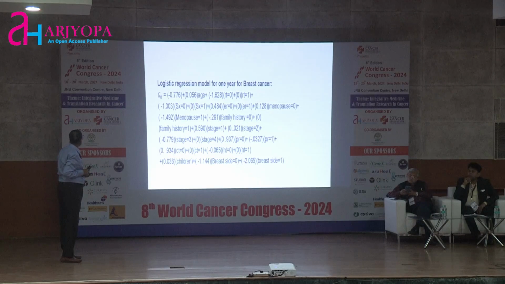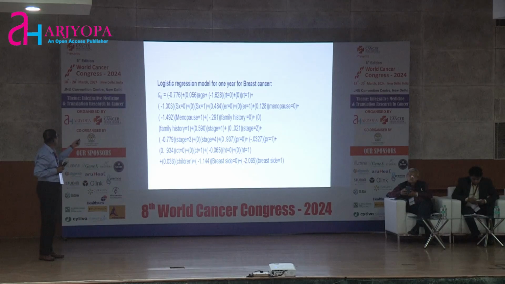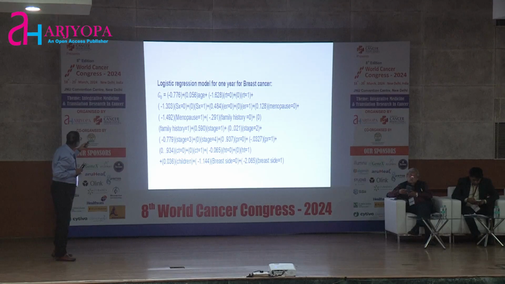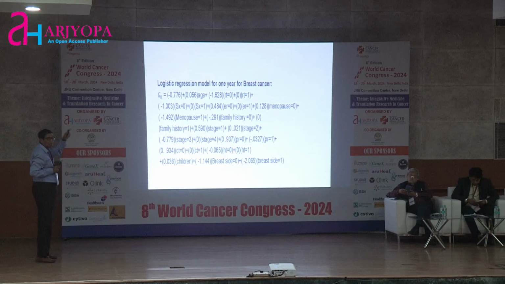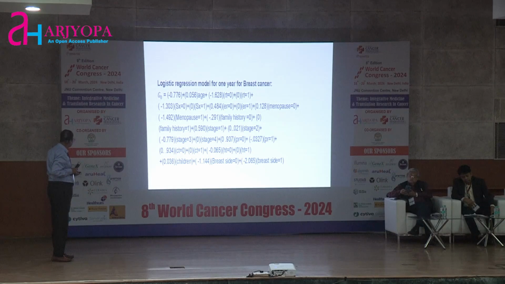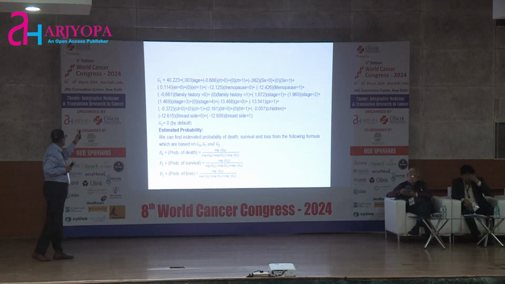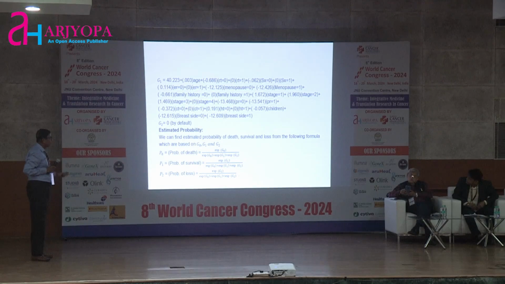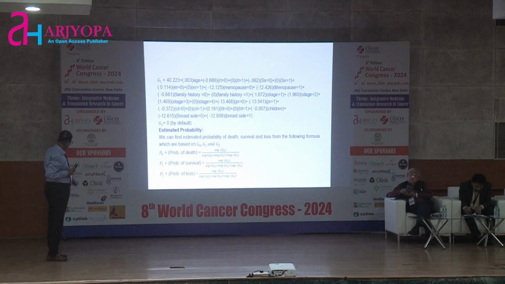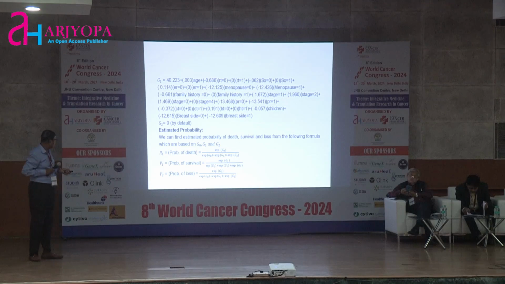Now, on the whole basis, I found the multinomial logistic regression model. G0 is for death. And what is this value? 0.776, 0.056. It is the regression coefficient beta. From there we collected the beta and we got a model G0 for death. Similarly, we got a model for survival, that is G1. And for lost, I considered it 0. Now, using all these, I can find the probability of death, survival, and loss.